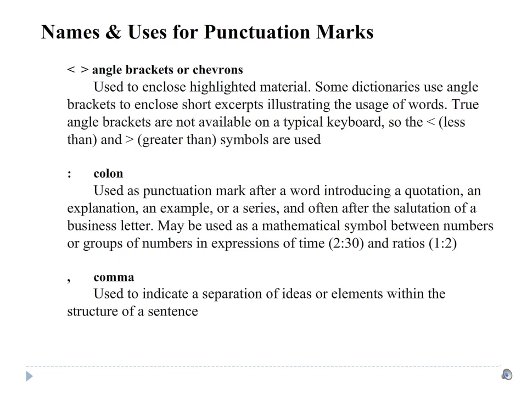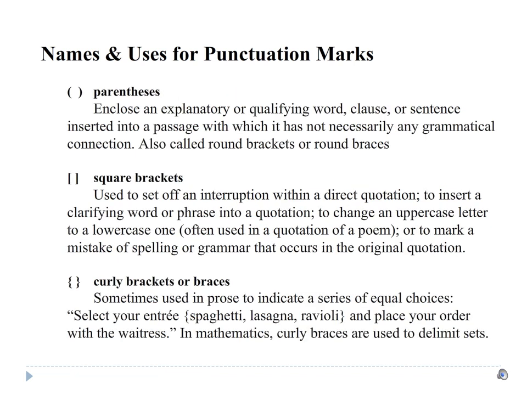The comma is used to indicate a separation of ideas or elements within the structure of a sentence. Parentheses enclose an explanatory or qualifying word, clause, or sentence inserted into a passage with which it is not necessarily any grammatical connection, also called round brackets or round braces.